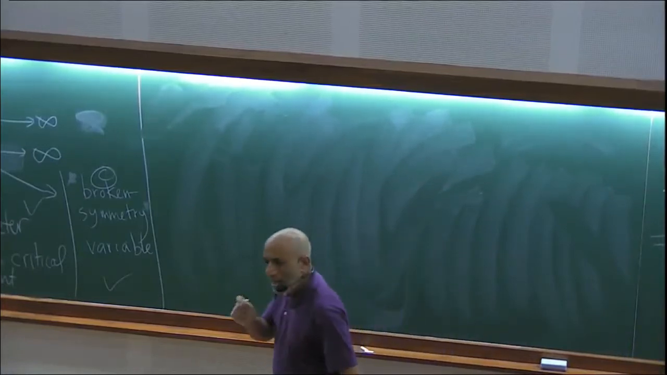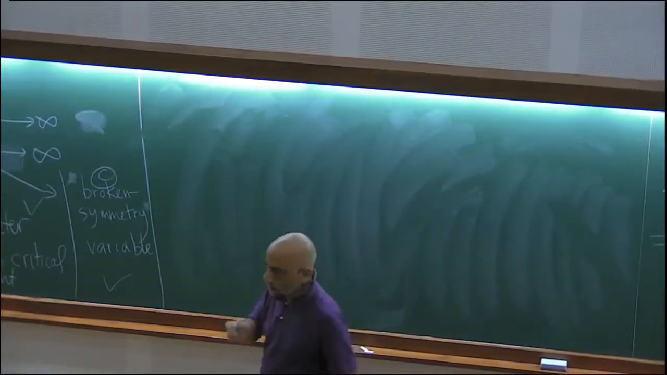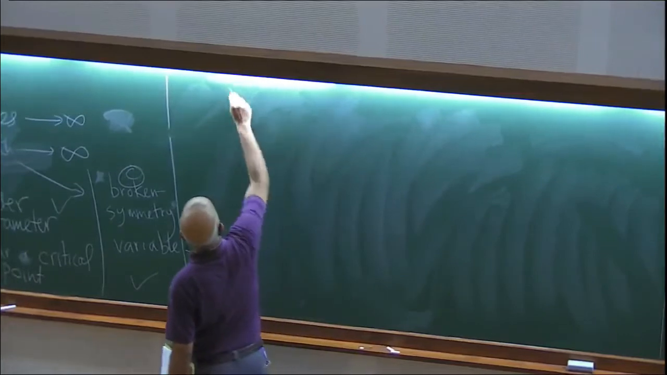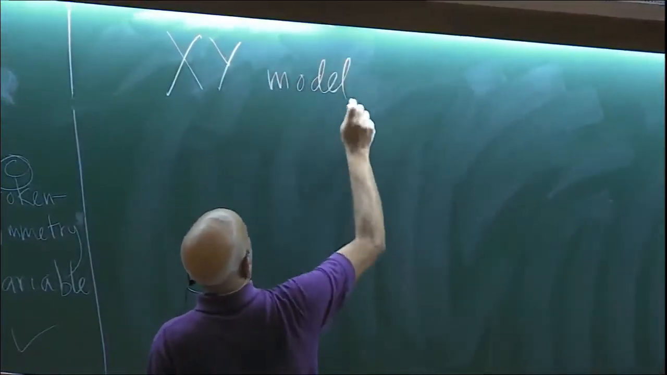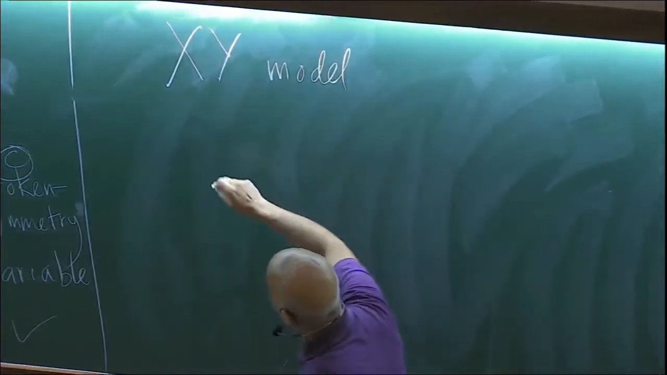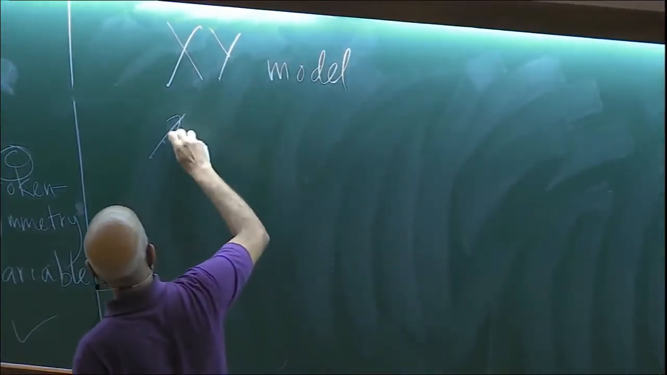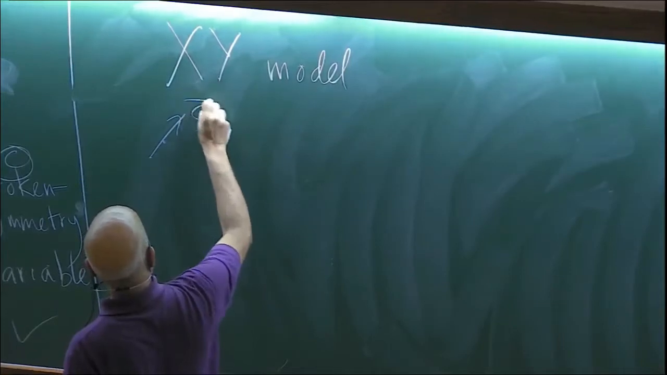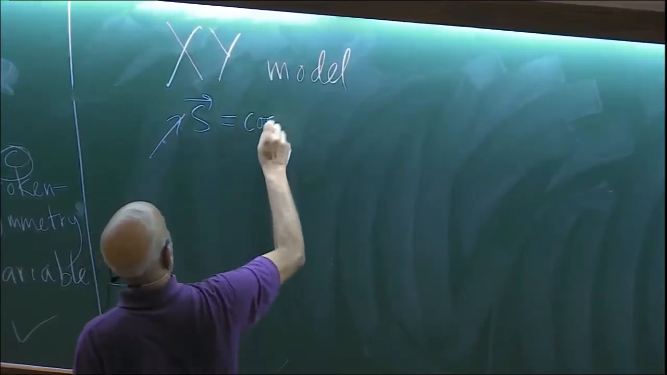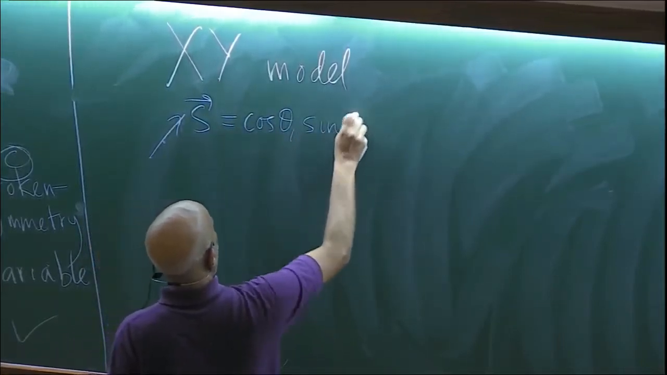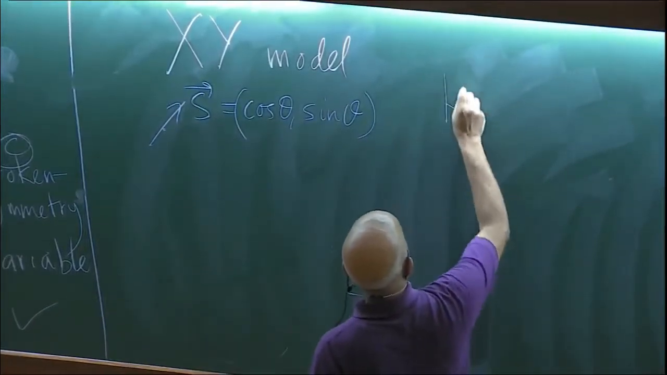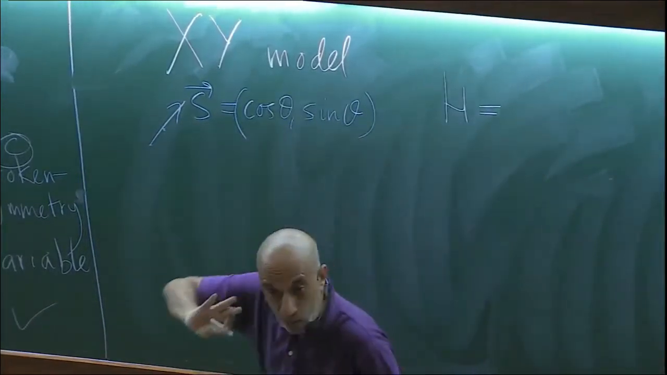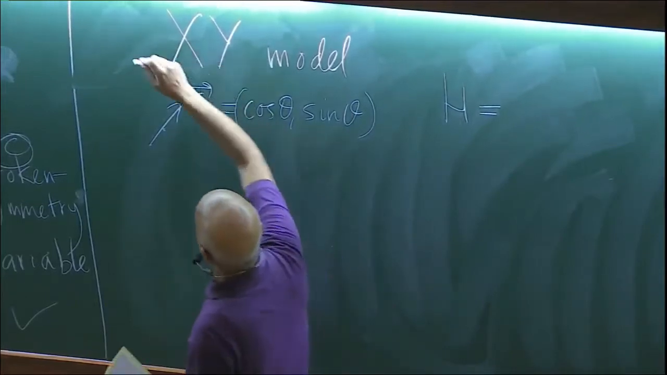So again, let me take a concrete example. Supposing my variable is the classical XY model. What do I mean? The underlying system is a lattice, at each site of which I have a vector S. I have an interaction. So I'm right now again back to equilibrium.